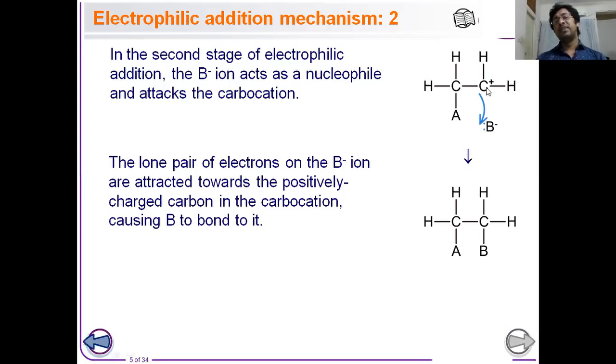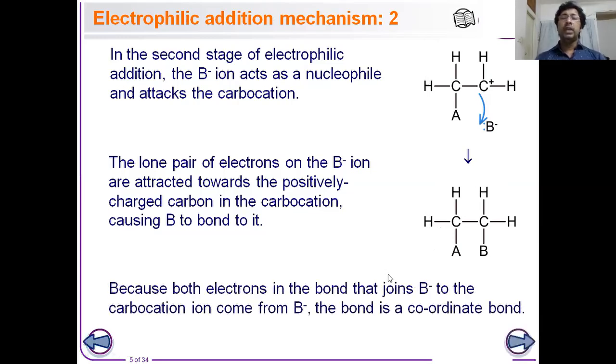Here C+ has deficiency of electron and B- has available electron. So when they make a bond, there won't be any deficiency of electron. We will get a neutral compound at the end of the mechanism. I hope you have understood electrophilic addition mechanism.